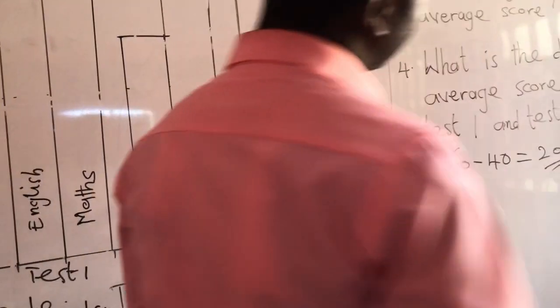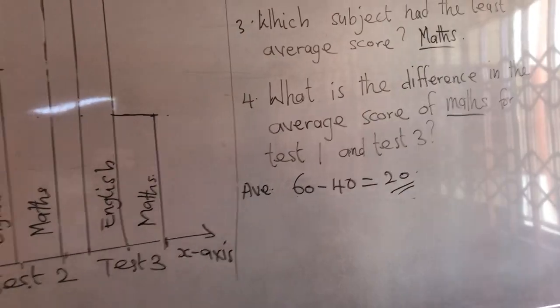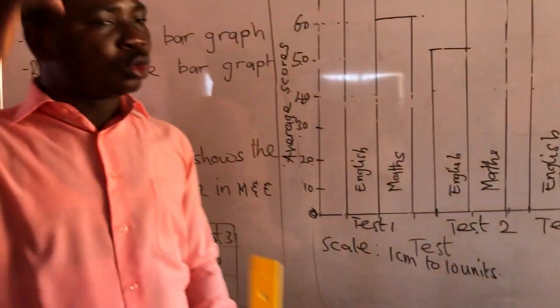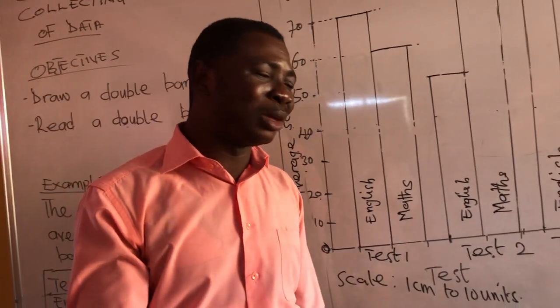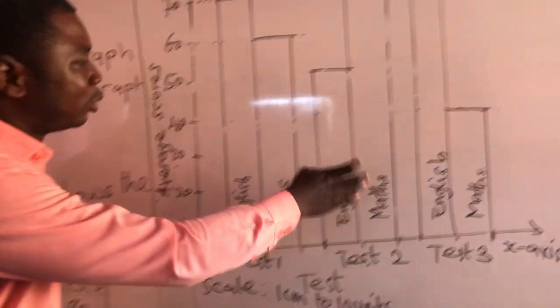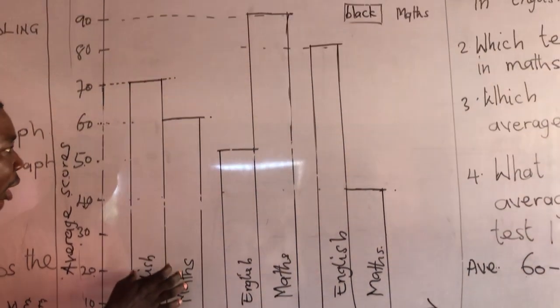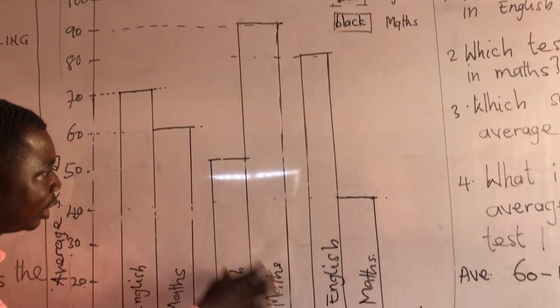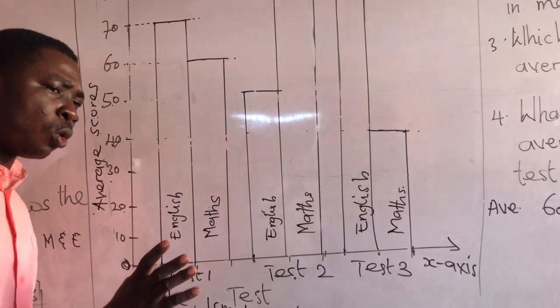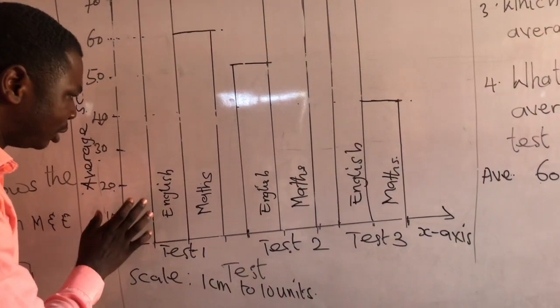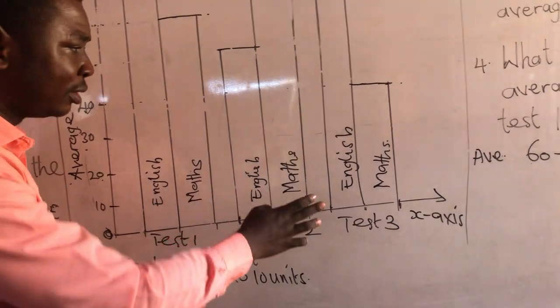So, what have we learned today? We have learned how to draw a bar graph, and this time it is a double bar graph. You've seen that the two subjects are moving together, so we have to draw double bars for them. Make sure that you leave equal intervals.